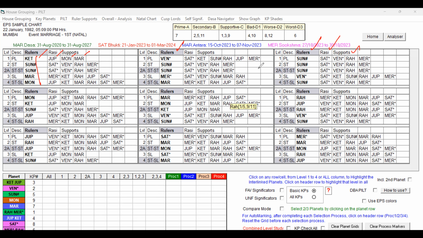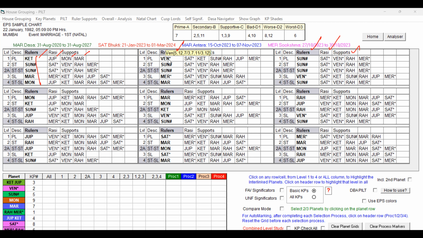So now, as I said, we will not be able to see each planet's self-signification, but if you keep the cursor on that planet, I'm keeping the cursor on Venus, you can see a small pop-up window: 5th Lord, 12th Lord occupying 7th house, then after that one slash. After that slash, 3, 7, 11. That is talking about the CSL houses of Venus. Venus is 3rd Lord, 3, 7, 11 cuspal sublord.